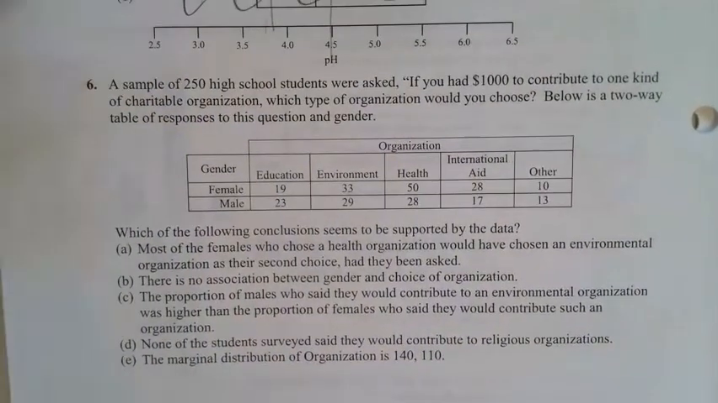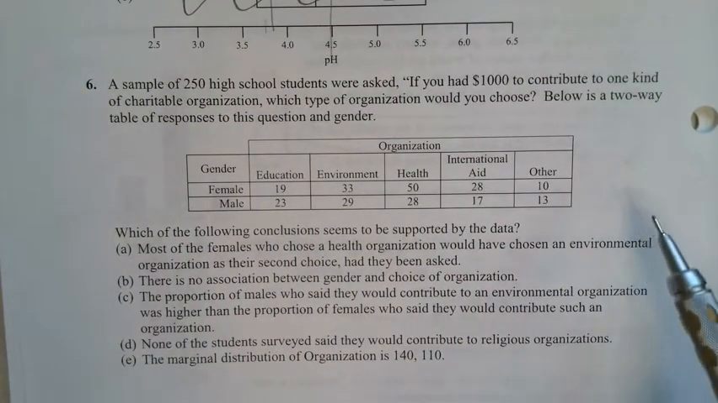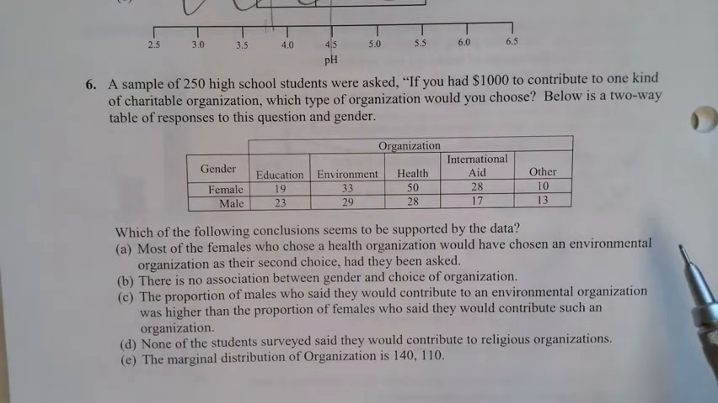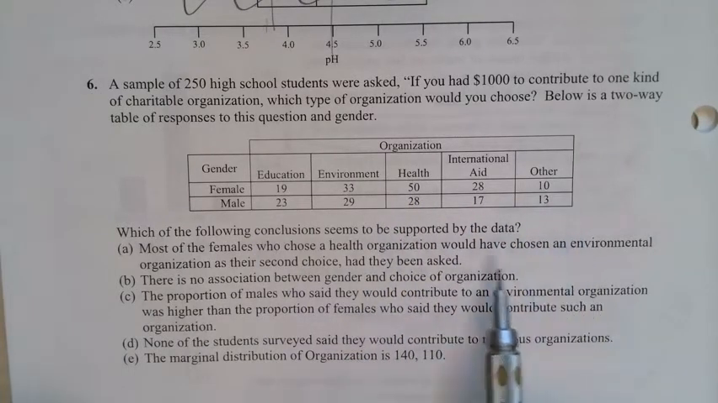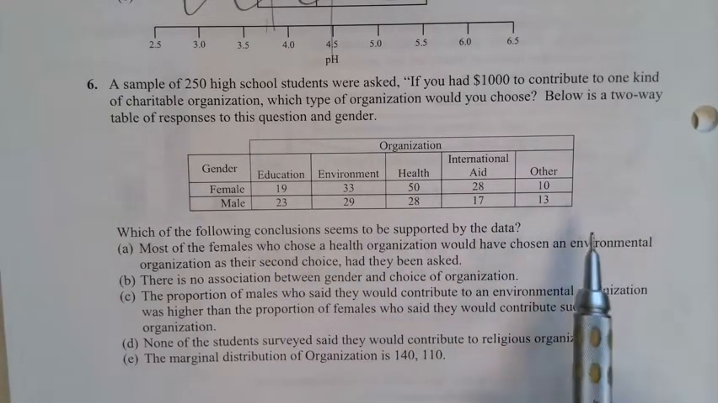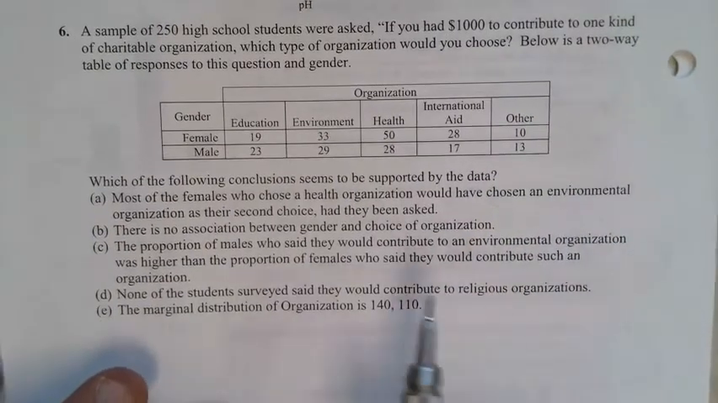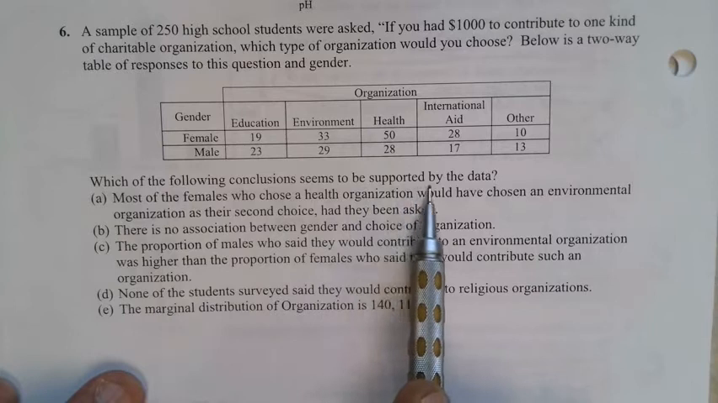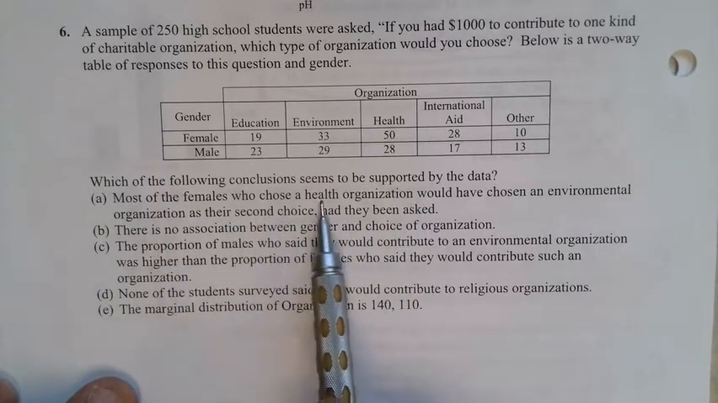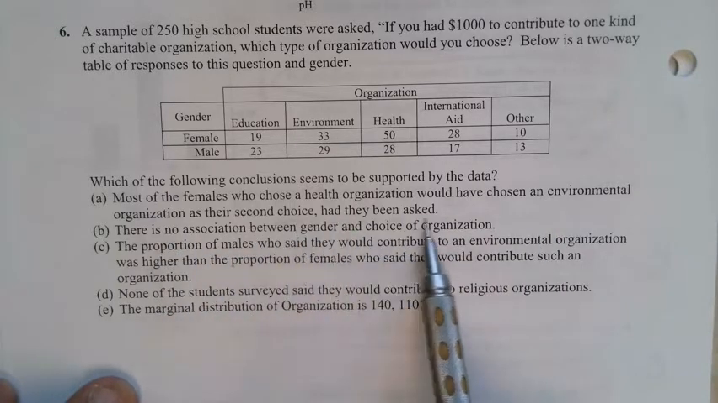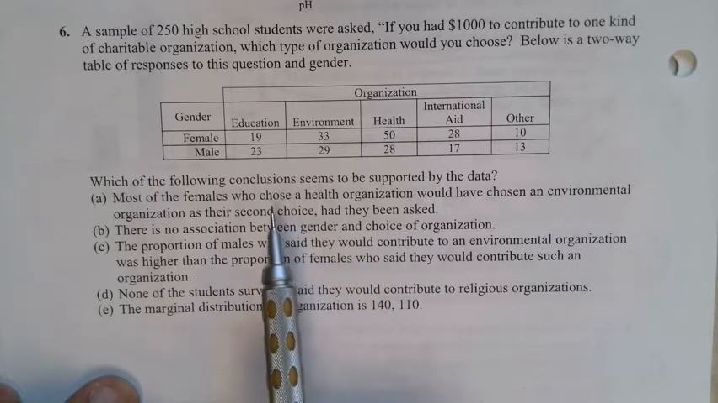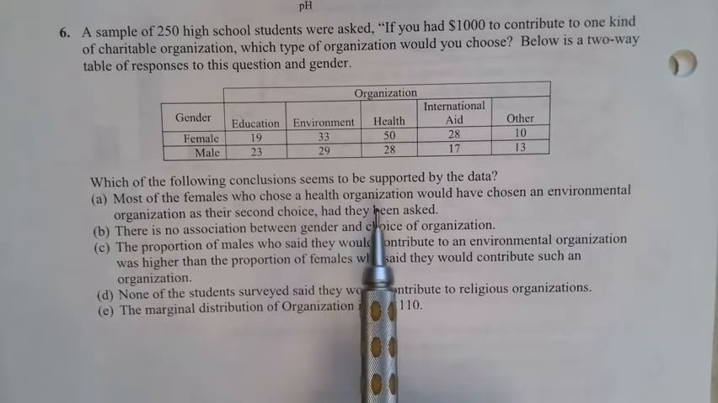Okay. A sample of 250 high school students were asked, if you had $1,000 to contribute to one kind of charitable organization, which kind of organization would you choose? Below is a two-way table of responses to this question and gender. Okay. So before I start making totals and get my distributions and stuff, I want to know what they're talking about. Which of the following conclusions seems to be supported by the data? Most of the females who chose a health organization would have chosen an environmental organization as their second choice had they been asked.